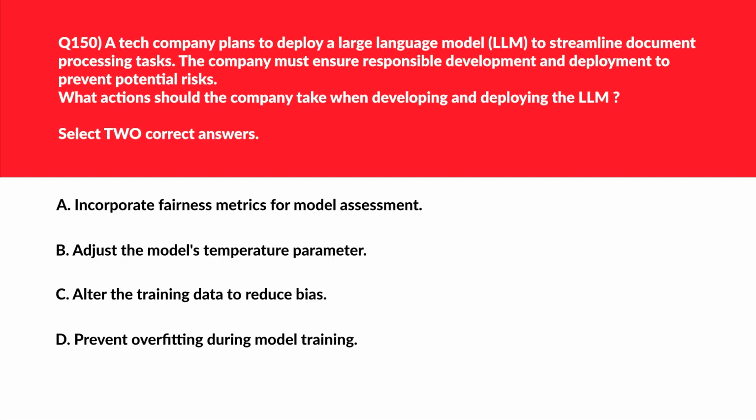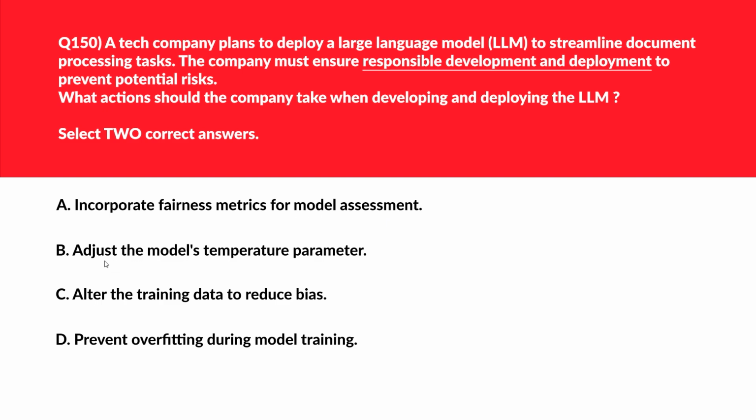Alrighty, so let's look at question number 150. We need to select two correct answers. It's all about responsible development and deployment. We'll first look at option A. It says incorporate fairness metrics for model assessment. Including fairness metrics for model evaluation ensures the model's decisions are fair and unbiased. So this looks good. Let's park this.